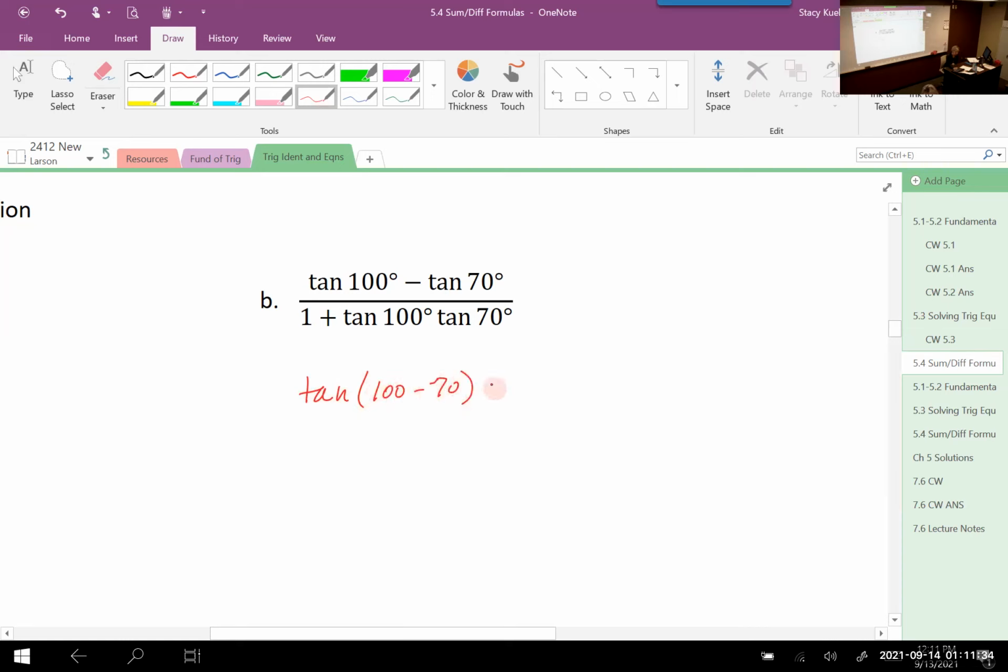Did everybody see that this is the tangent of 100 minus 70? Or in other words, the tangent of 30. And we know that the tangent of 30 is square root of 3 over 3. So again, just an application of the difference identity for tangent.